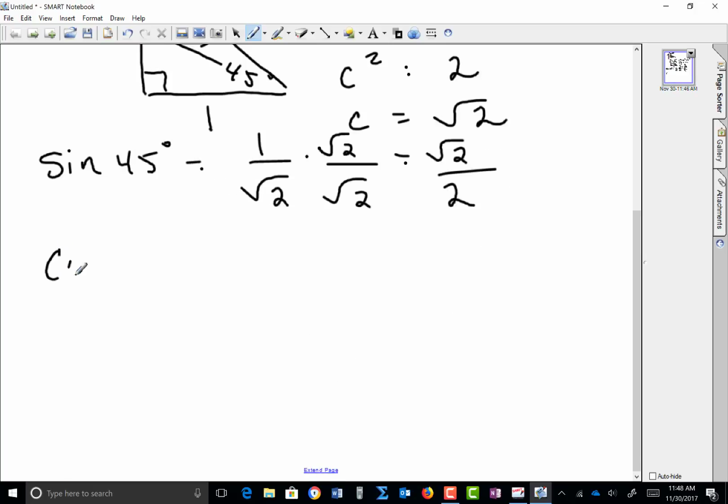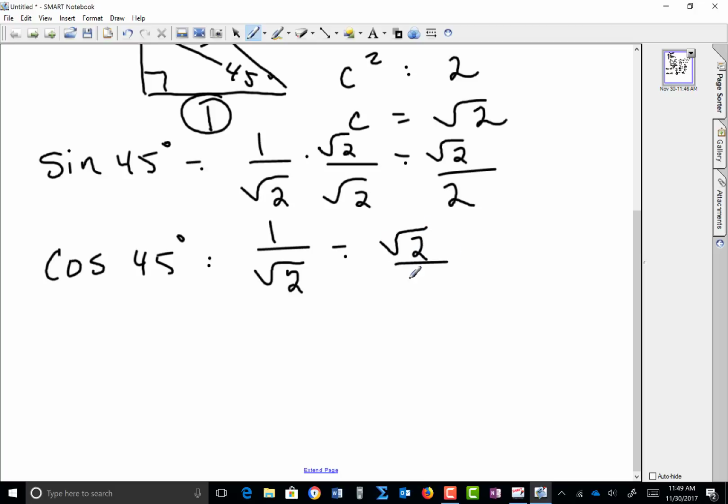If I do the cosine of 45 degrees, cosine is the side adjacent over hypotenuse, so it's also 1 over the square root of 2. Rationalize it, and I get square root of 2 over 2. So sine and cosine of 45 degrees are the same thing.